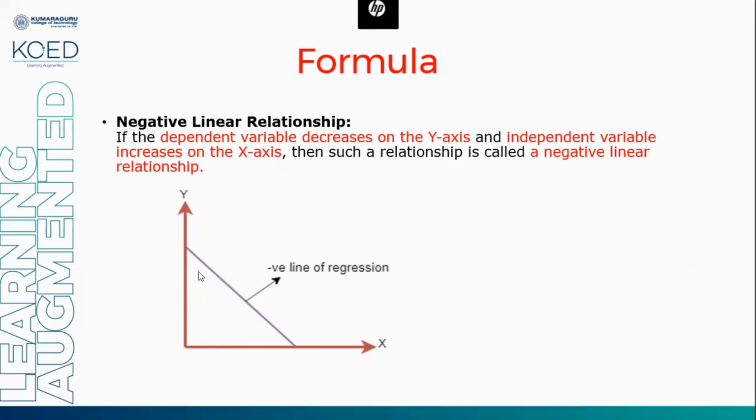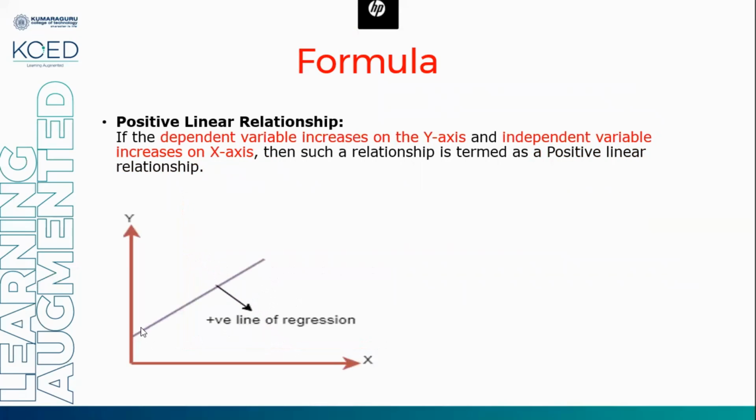Then we are having x equal to 1, y equal to 3, we'll get it here. Likewise, the y is getting decreased, but x is getting increased. Then we will get a negative slope.